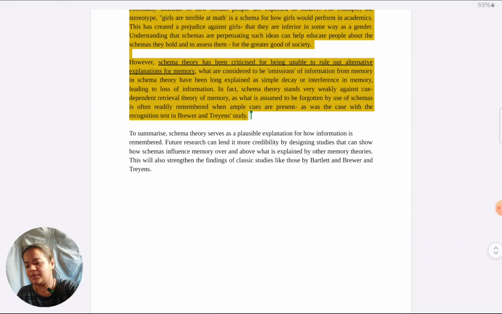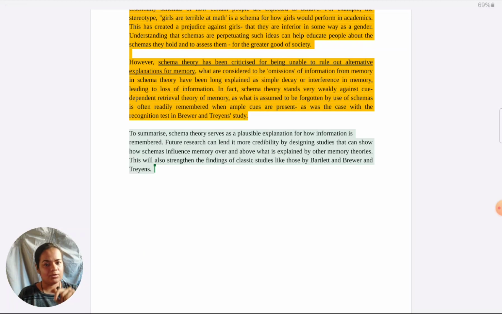Finally, let's see the summary. As mentioned here, to summarize, schema theory is a plausible explanation for how information is remembered. Why are we saying it's plausible? As a very brief summary of what we have given above. Yes, we can summarize the main arguments again, but it's not required. Overall, I've given one line, and that's also enough, that it's plausible.